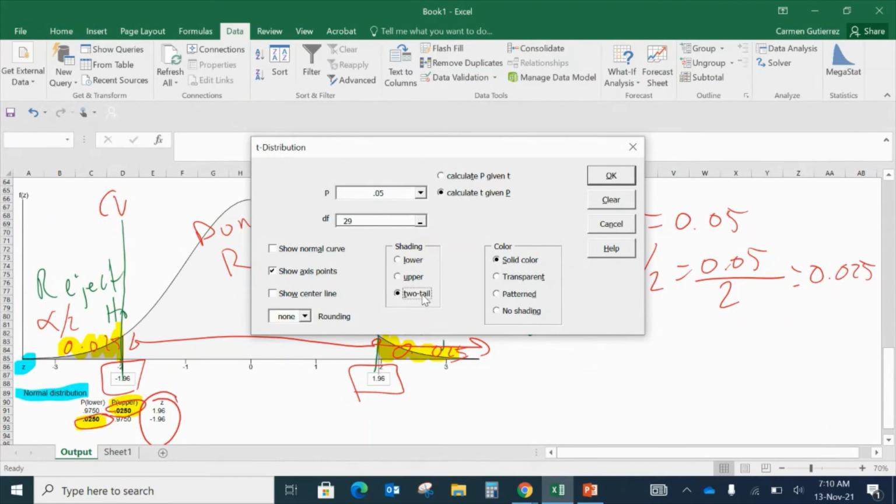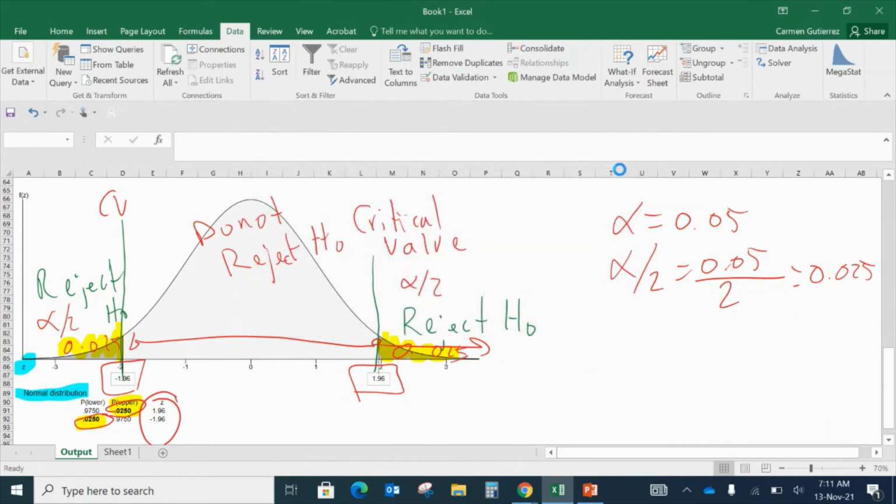Let's see how this is different. So this is for an n equal to 30. Degrees of freedom, n minus 1, is 29, and an alpha of 0.05. The p is always here. You just have to put one more step if you're doing t: n minus 1 degrees of freedom. And let's compare it to a two-tail. Let's see how this is different.